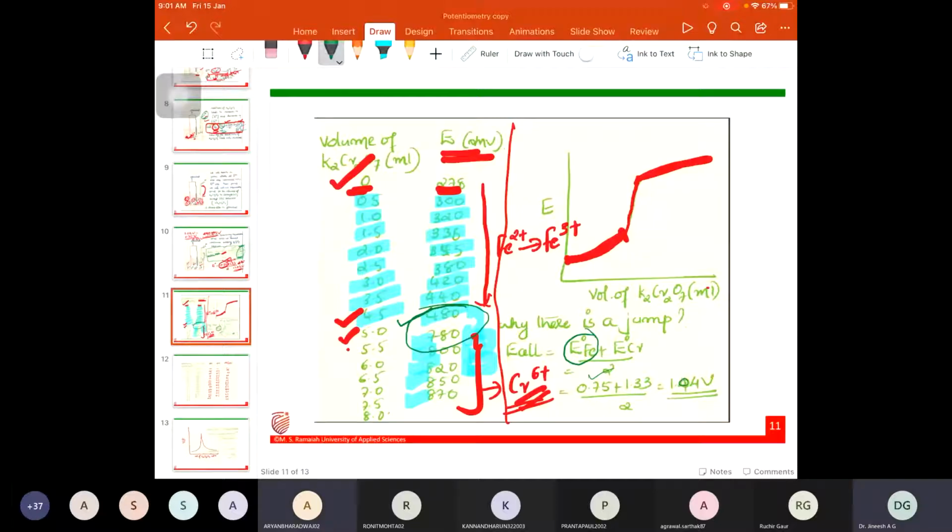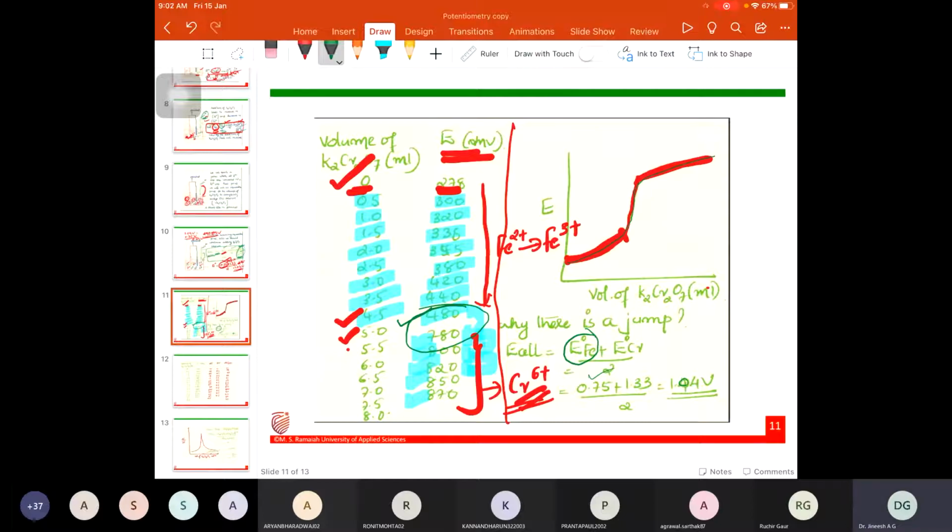So why the potential increases? Why there is a sudden jump? You got the answer, right? But how will we get the equivalence point? From this graph, we will not get any equivalence point. The reason: the potential is always increasing, right?